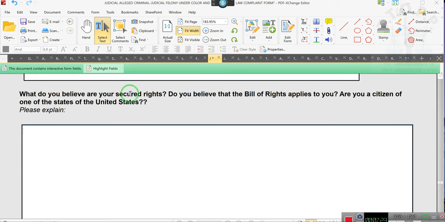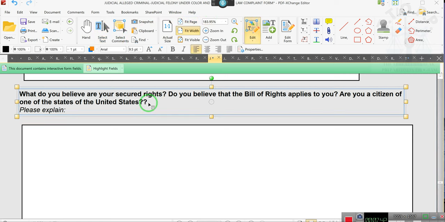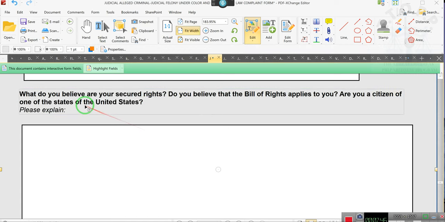What do you believe are your secured rights? The Bill of Rights. Do you believe that the Bill of Rights applies to you? Are you a citizen of one of the states of the United States? You know, I should get rid of this because that shouldn't be there, but I can't, because I didn't get rid of it, and I'm not going to upload this, so y'all just going to have to let the double question mark be there. Look, let me explain. I was just having a conversation with somebody this morning.